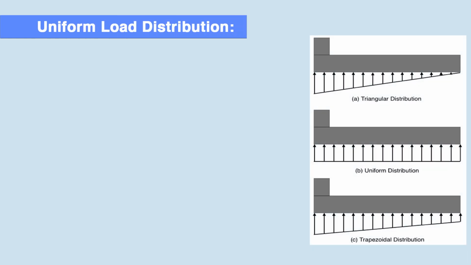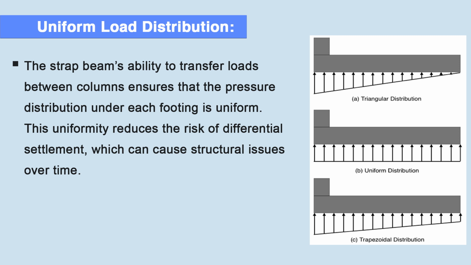Uniform load distribution. The strap beam's ability to transfer loads between columns ensures that the pressure distribution under each footing is uniform. This uniformity reduces the risk of differential settlement, which can cause structural issues over time.